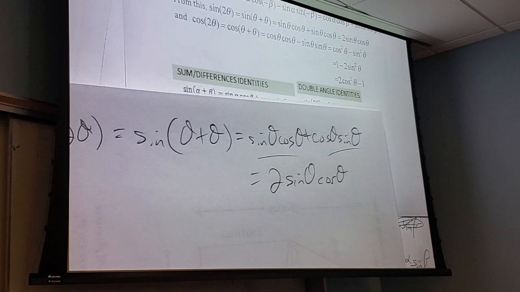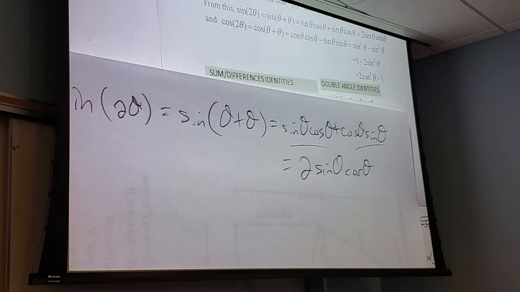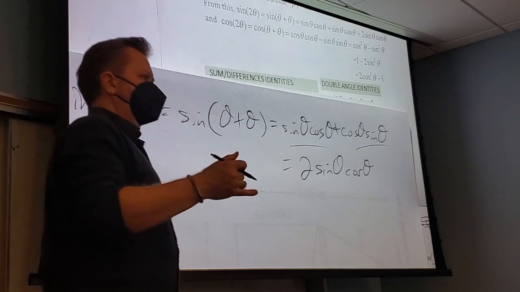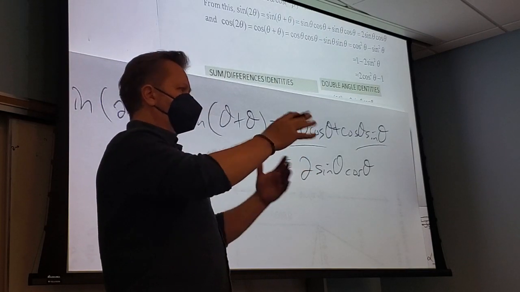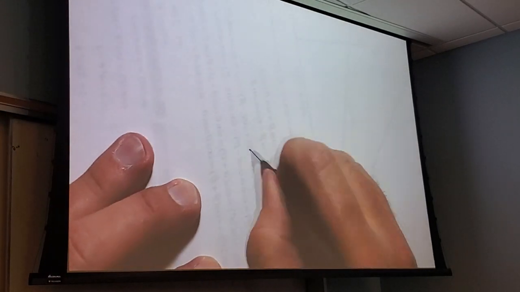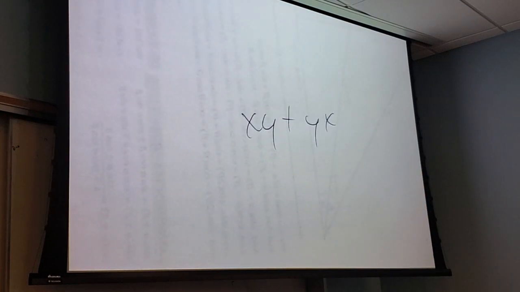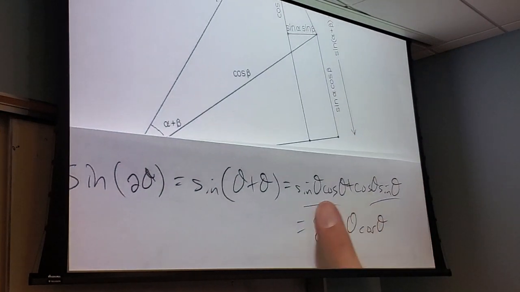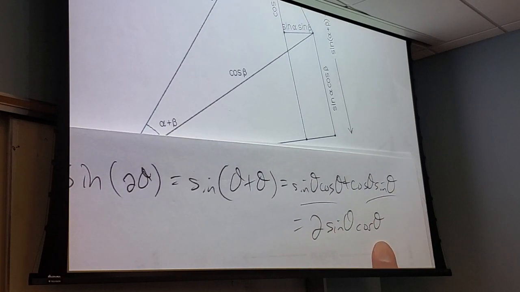Jeff, it doesn't matter what order they're in, of course not, because it's multiplication. 4 times 7 is the same as 7 times 4. So, for real quick, if I had xy plus yx, are those like terms? Of course they are. So I have sine theta cosine theta plus sine theta cosine theta. So I have 2 sine theta cosine theta.